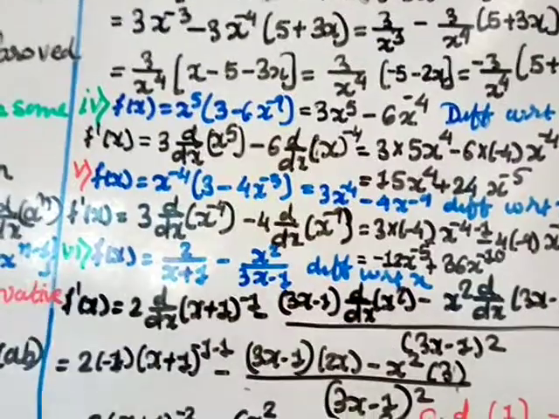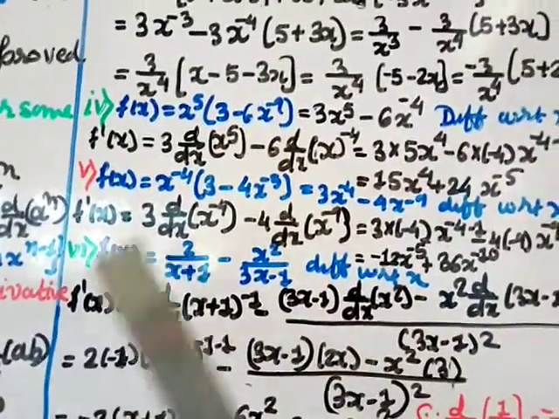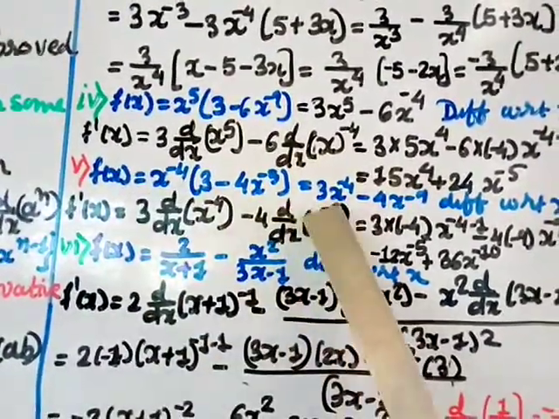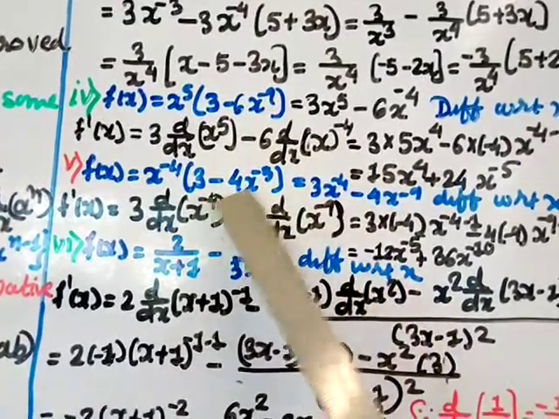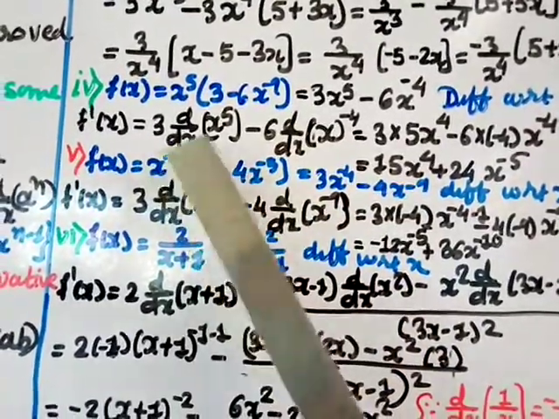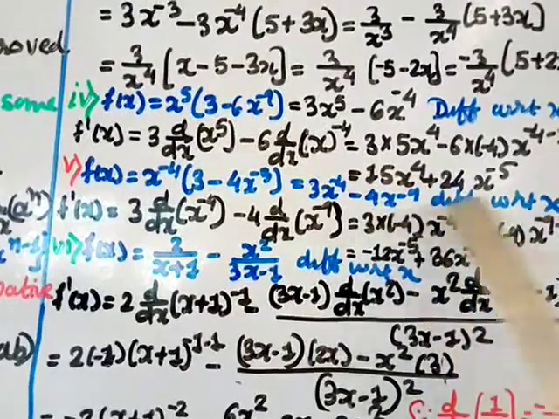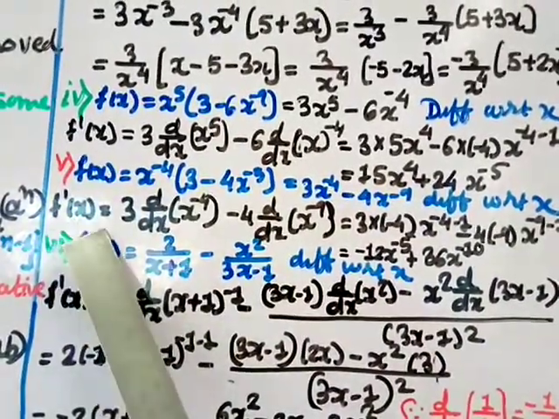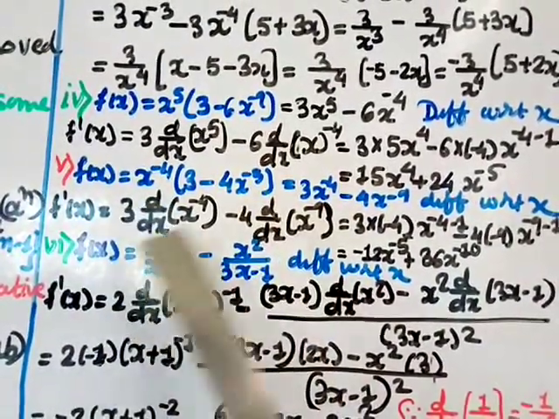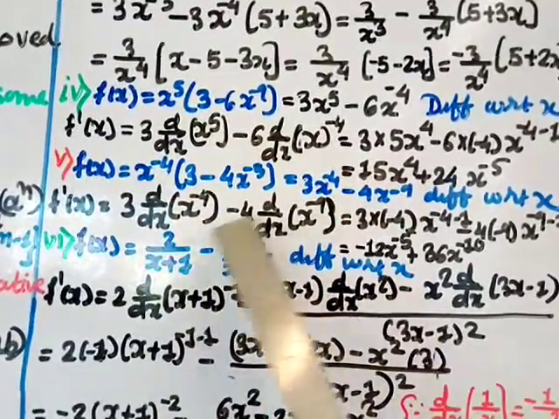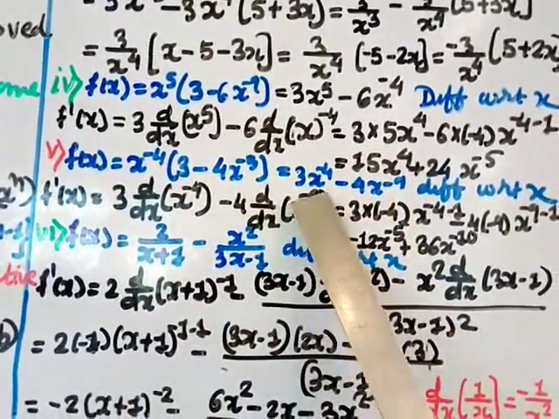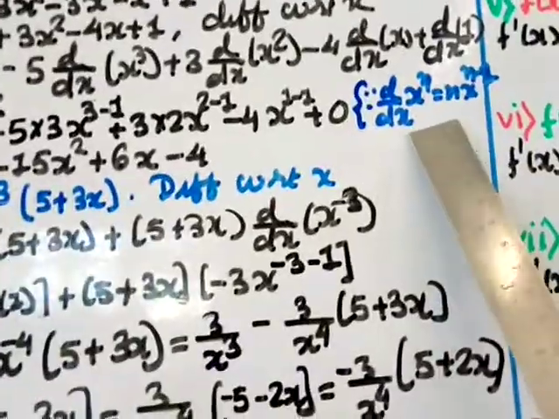Here also open the bracket, or you use u into v. So I am opening the bracket: 3 into x power minus 4, minus 4 into x power minus 5 minus 4. Total will be minus 9. Differentiate with respect to x. So f dash x equal to 3 into d by dx of x power minus 4 minus 4 into d by dx of x power minus 9. Same formula apply here.